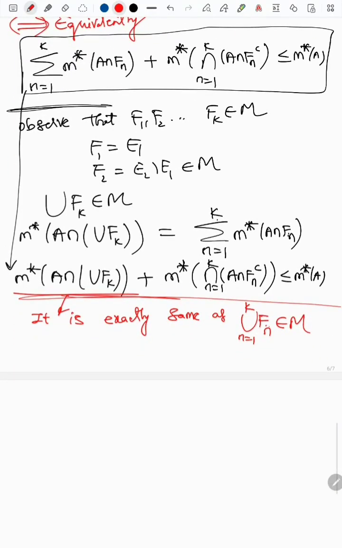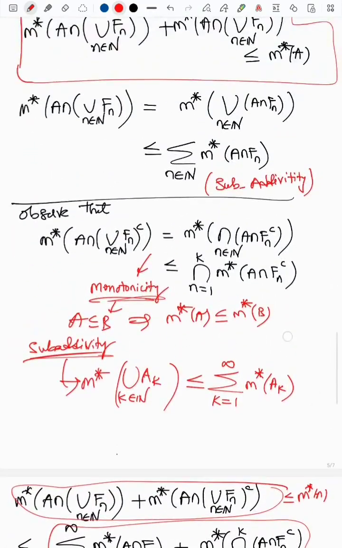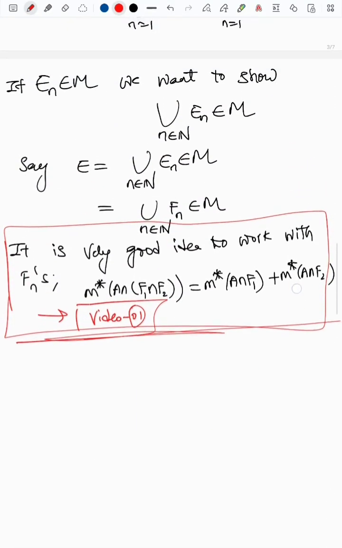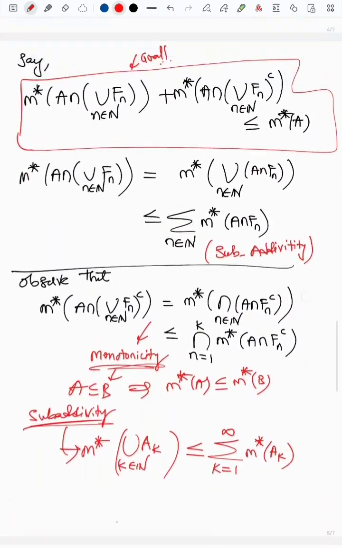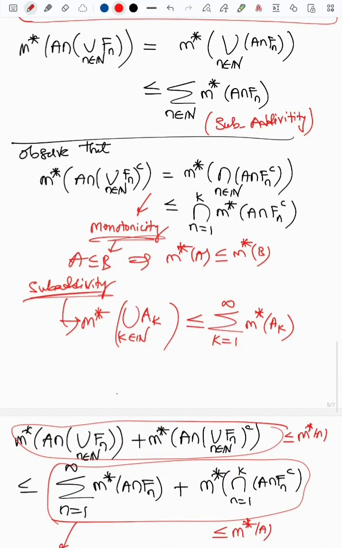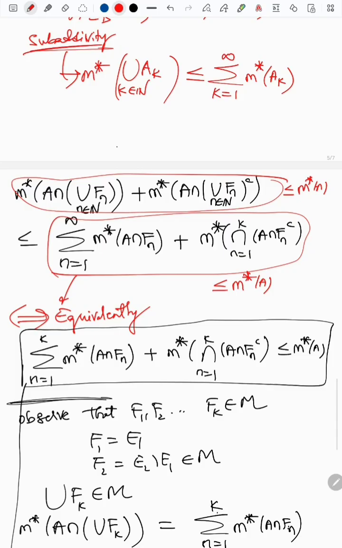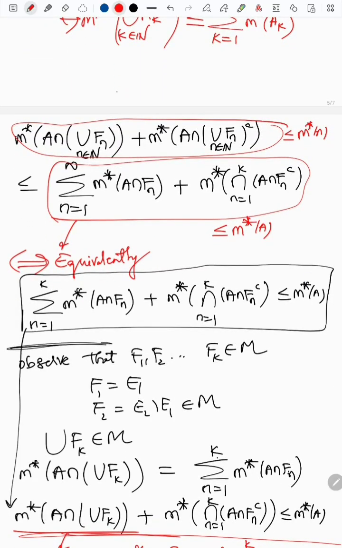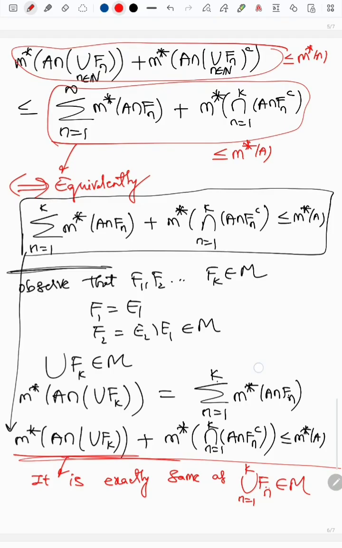So this is our goal. We started with this, we used subadditivity, and we used monotonicity here. Our aim is to work with disjoint sets, because this makes life much easier. I'm working with Fn's, which look like this, and we proved this result in the previous video and are just implementing it.